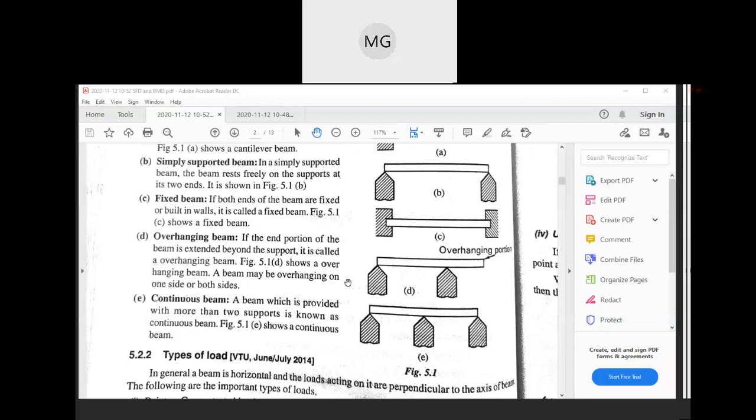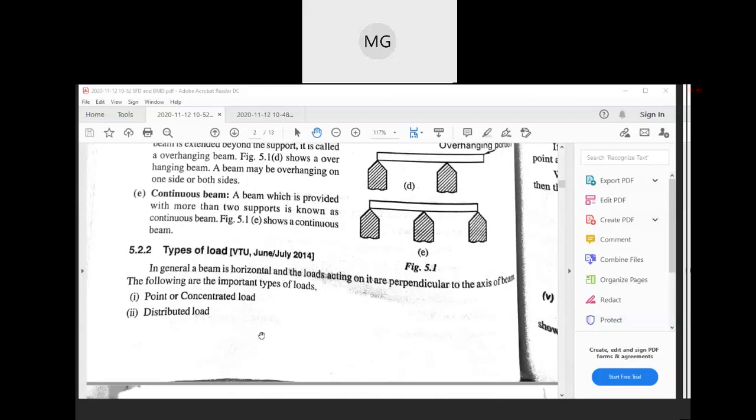Next, continuous beam. Here more than two supports are provided. It may be 3, 4, 5, depending on the length of the beam, and it should not buckle or bend. To avoid the bending, we give more than two supports. Then it is called a continuous beam. Normally while constructing a house, when you put the concrete, we give a number of supports there. So that is a continuous beam.